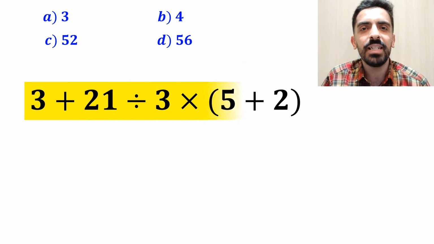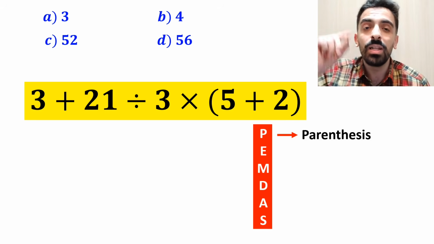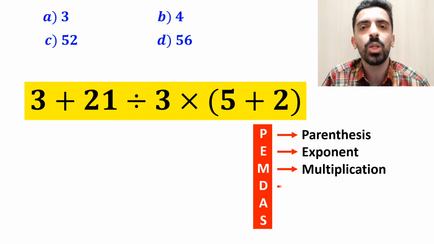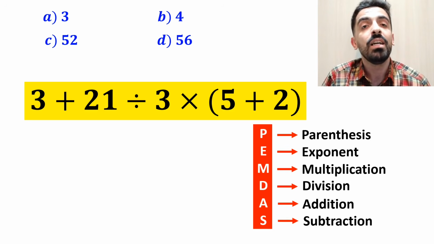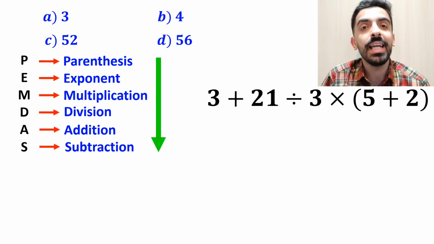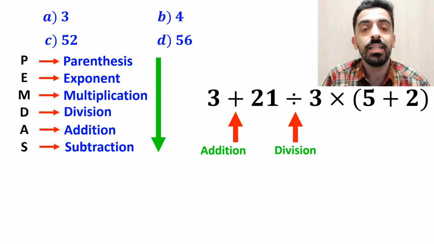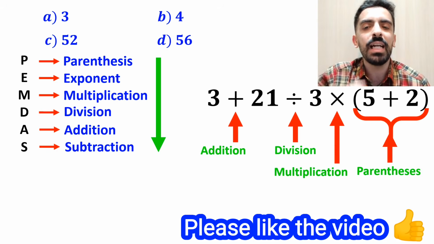Alright, now let me explain step by step how to solve this expression properly. To solve this question, we must follow the PEMDAS rule. In this rule, P stands for parentheses, E stands for exponent, M stands for multiplication, D stands for division, A stands for addition, and S stands for subtraction. We must follow the order of operations step by step from top to bottom. Okay, as you can see in the image, in this expression, first we have an addition sign, then a division sign, followed by a multiplication, and finally parentheses.